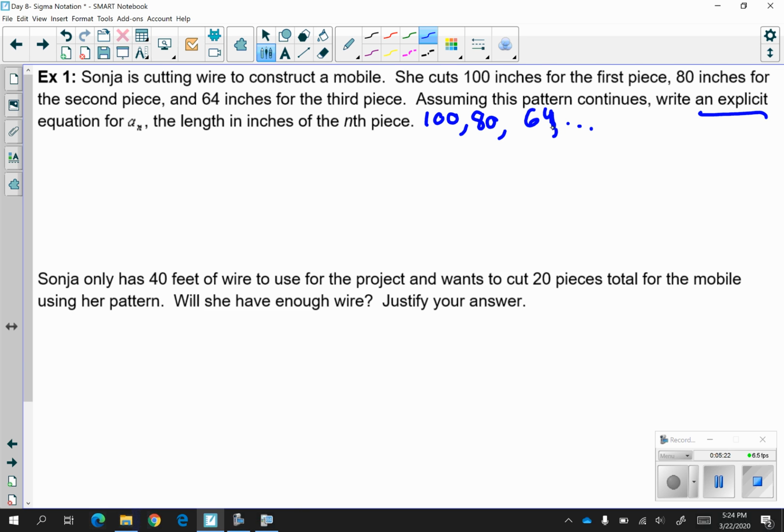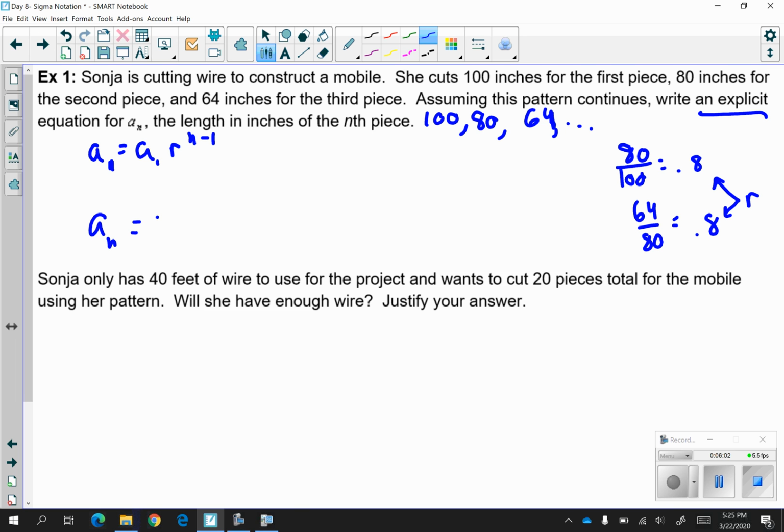You have to figure out what the common ratio is. In order to do that, work backwards. 80 divided by 100 is 0.8. Make sure you're actually doing it correctly by doing 64 divided by what comes before that, 80, and you'll get 0.8 as well. So this value is your common ratio. From there, now that we know that it's geometric, you're going to take your geometric formula from your reference sheet. We know that our first term was 100. Our common ratio is 0.8 because she's keeping 80% of the previous term, and we have the n minus 1.